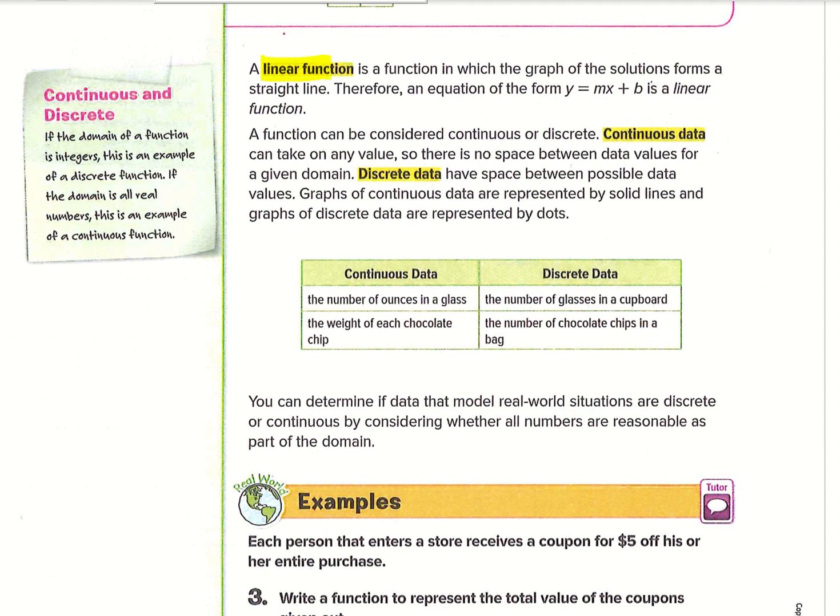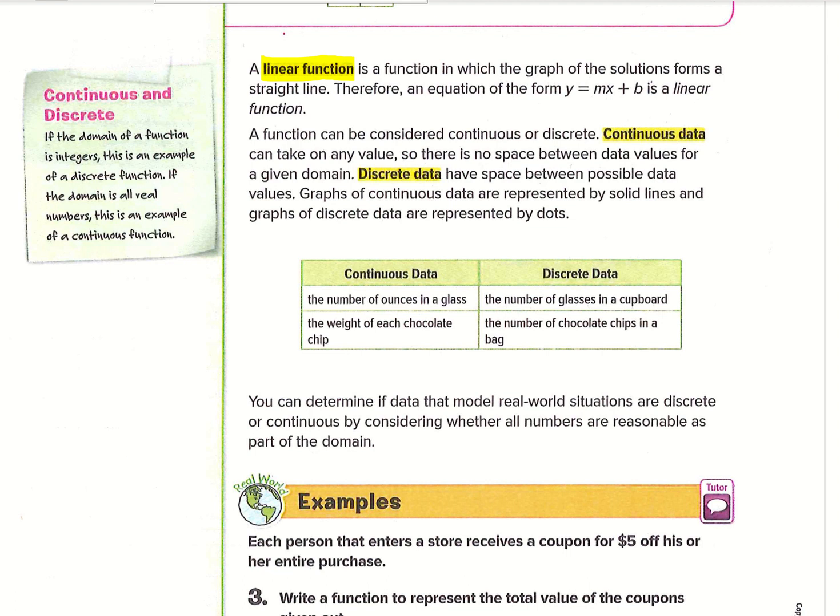All right, so a linear function is the first one that they give you. All right, a linear function is just a function in which the graph of the solutions form a straight line. Okay, because of that, y equals mx plus b is a linear function. We talked about that a lot during chapter 3 because y equals mx plus b is linear. It's a straight line. I mean, that's pretty much all there was to that. Okay, so just another little piece of review.